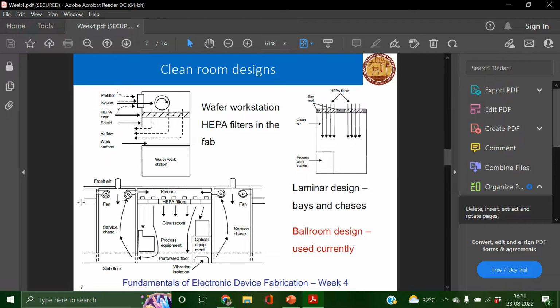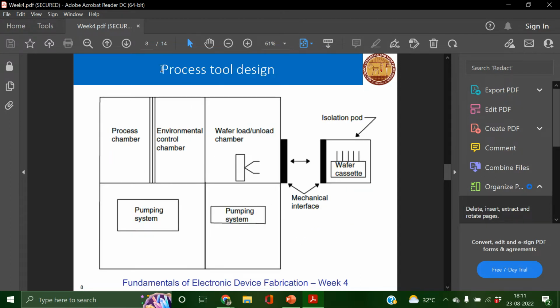It is necessary that the entire region should be contamination free, especially from commonly found contaminants like sodium, chlorine, etc. Then highly sophisticated process tool designs are also used, where the wafer is loaded and unloaded in specific chambers under environmental control. That is, the amount of contaminants will be very low in these regions. It will be under high vacuum, and the relative humidity, temperature, etc. will also be regulated.